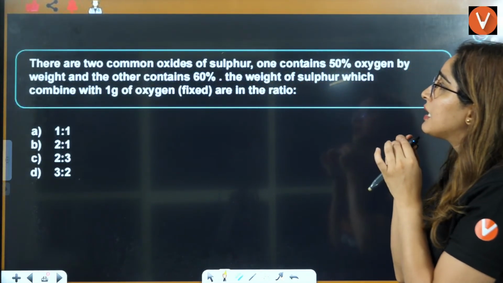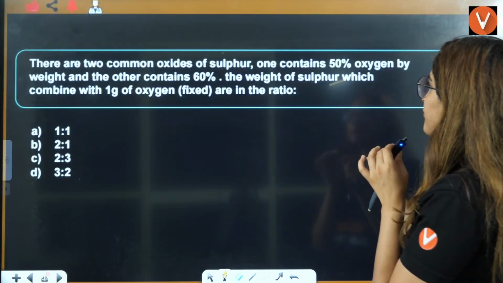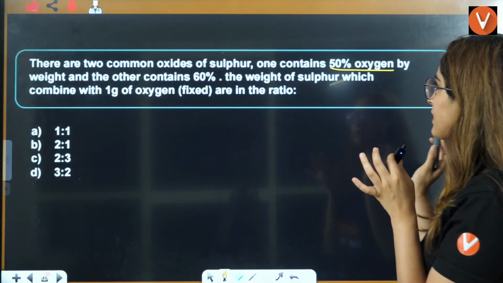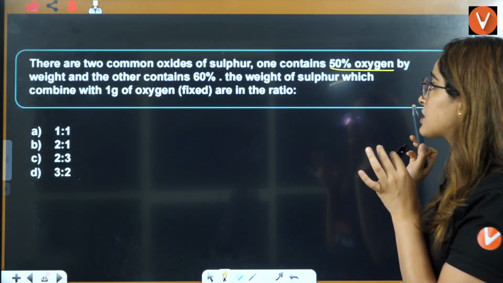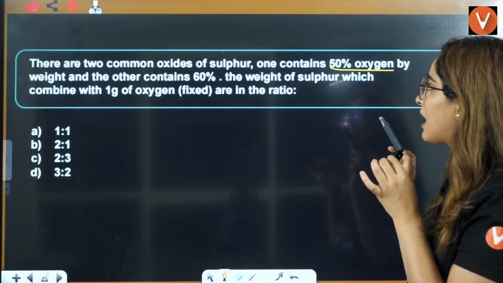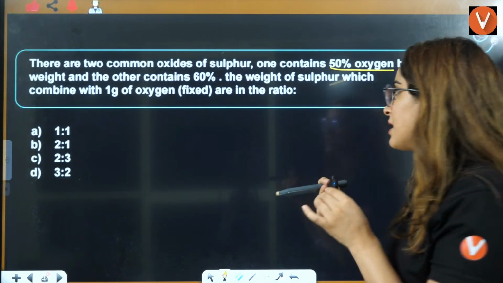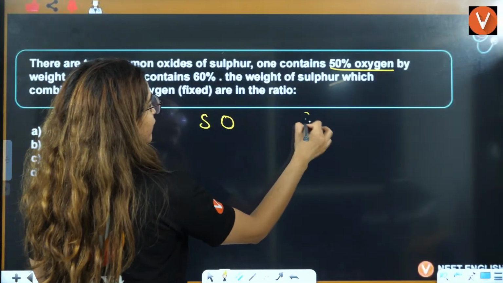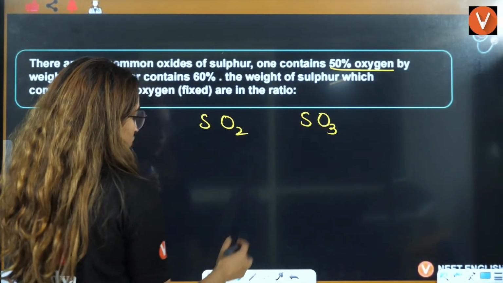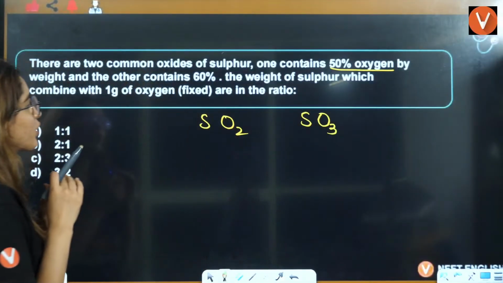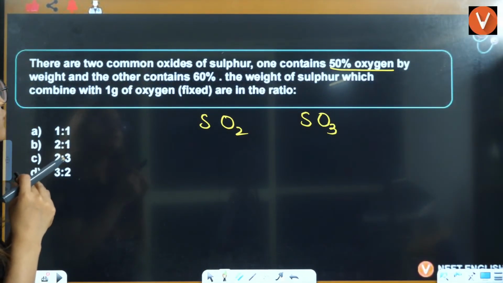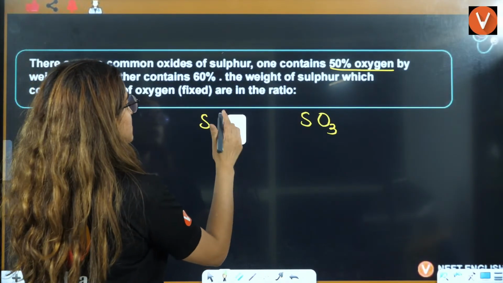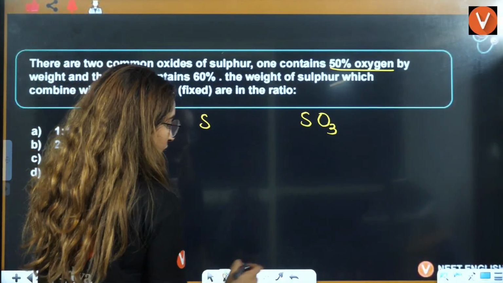Next is, there are two common oxides of sulfur. One contains 50% oxygen by weight, the other contains 60%. The weights of sulfur which combine with 1 gram of oxygen are in a fixed ratio. Now beta, we are saying that you have two oxides of sulfur. Usually we know that it is SO2 and SO3, right? If you want to equate this here, one contains 50% of oxygen by weight. 50% oxygen means by weight it is containing 50% oxygen.